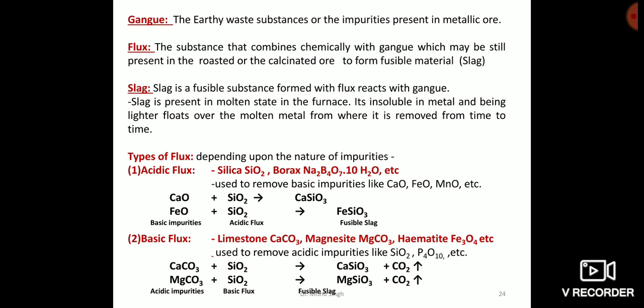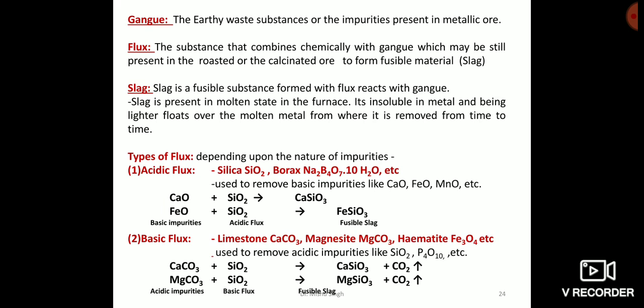The slag thus formed melts at the temperature of the furnace. It is insoluble in the molten metal, and being lighter, floats over the surface of the molten metal, from where it can be skimmed off from time to time.